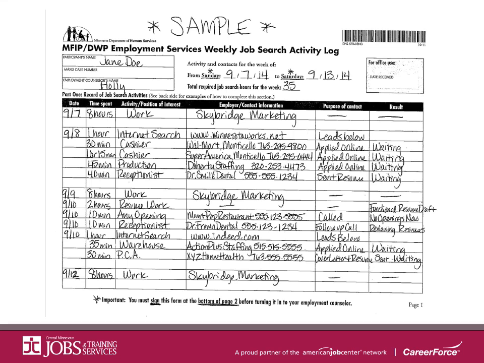Record the date of your job search and job contacts. Record the amount of time you spent on job search and job contacts. Time spent is recorded in the actual time spent on your activity. Record your job search and position of interest activities. Record contact information for the employer that you contacted. Be as detailed as you can.